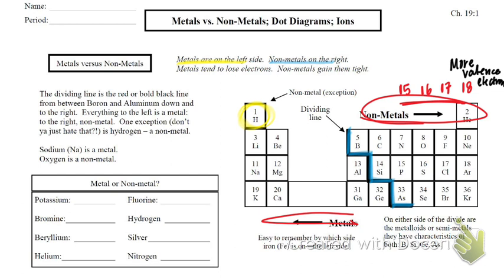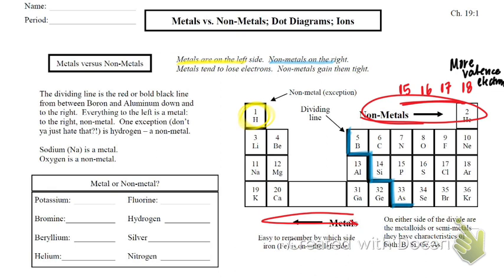So even though these things might not feel like a metal, like calcium, it's on the left-hand side, so we are calling it a metal. Sodium, salt. It's going to be considered a metal. Oxygen is not. Okay? So let's go through here. Is potassium metal or non-metal?